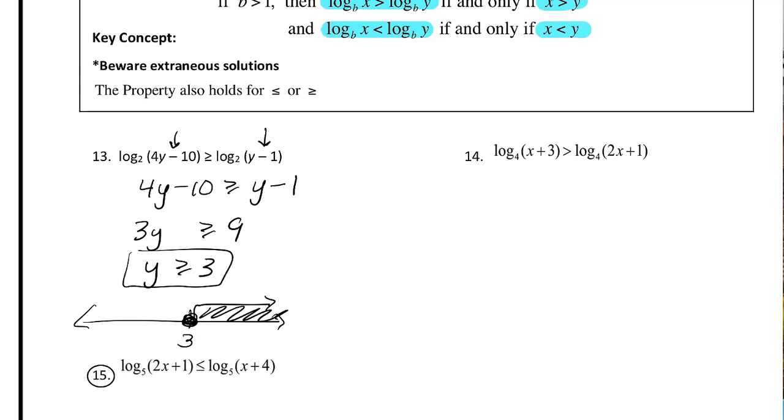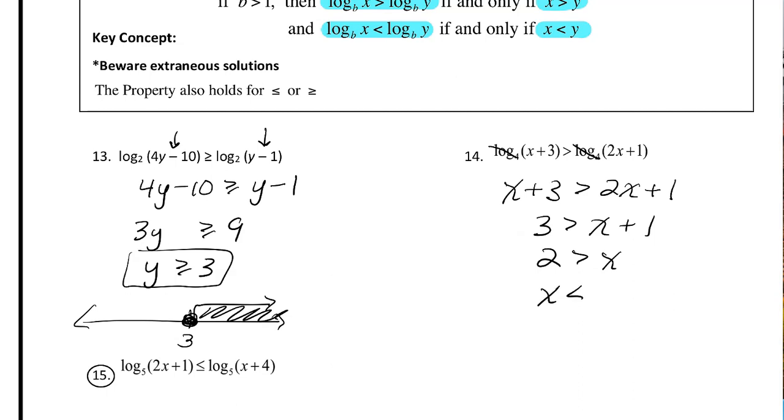And then lastly, for number 14, log base 4 on both sides cancel. You have x plus 3 is greater than 2x plus 1. Subtract x from both sides. Subtract 1 from both sides. Flip the inequality, so x is first. So we have x is less than 2.